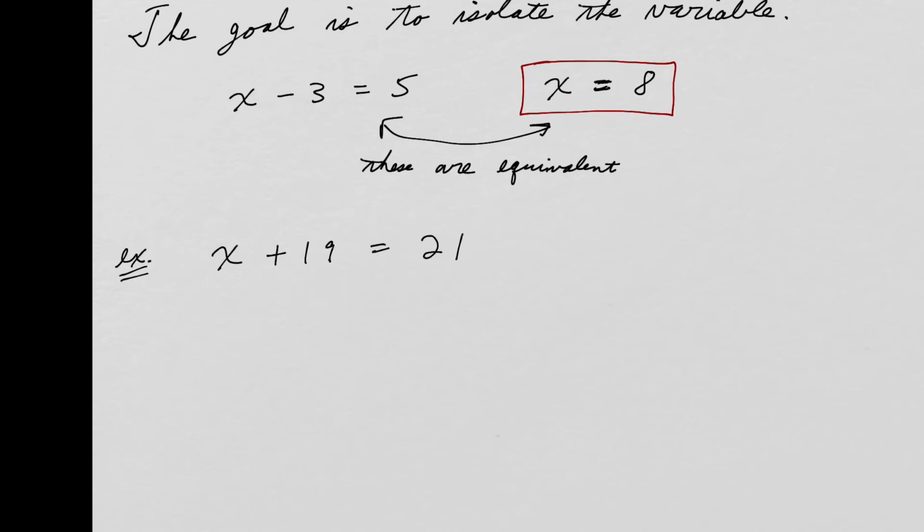So in some sense, I want to undo the addition of the 19. Well, how do you undo an addition? You basically subtract. So what we would do is we would subtract 19 from the left-hand side. That'll undo the addition there. But whatever I do on one side of the equation, I have to do on the other side. So I also have to subtract 19 on the right-hand side.